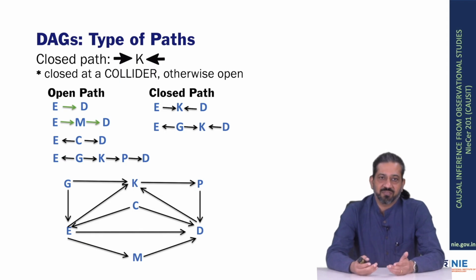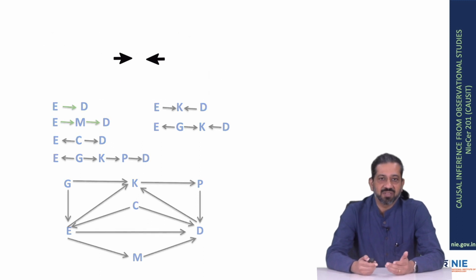So, it is sufficient to say that all causal paths will always be open because they are in the direction of the arrow and there would never be a collider on a causal path. Whereas non-causal paths can be either open or closed depending on the presence of a collider.